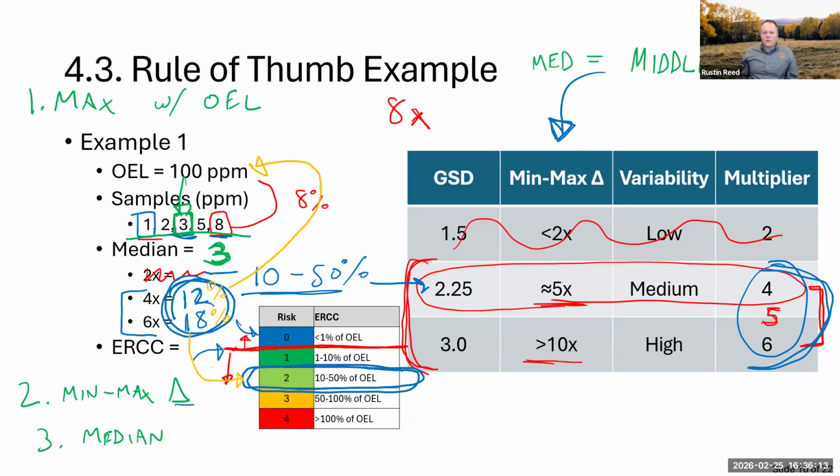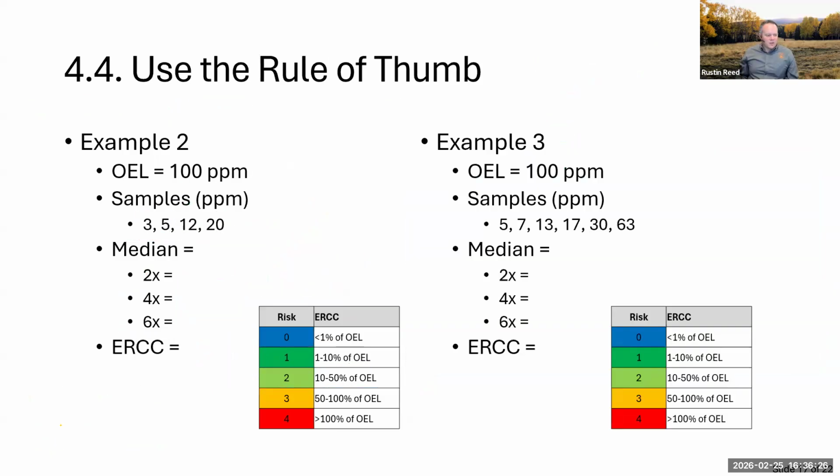So I'm going to walk through one more example with you, and then I'm going to let you try on one. We'll talk through it, and then I'm going to let you try a few different examples. So let's go to another one. Example two, I'll walk through again. There's four main steps we're using with the rule of thumb.